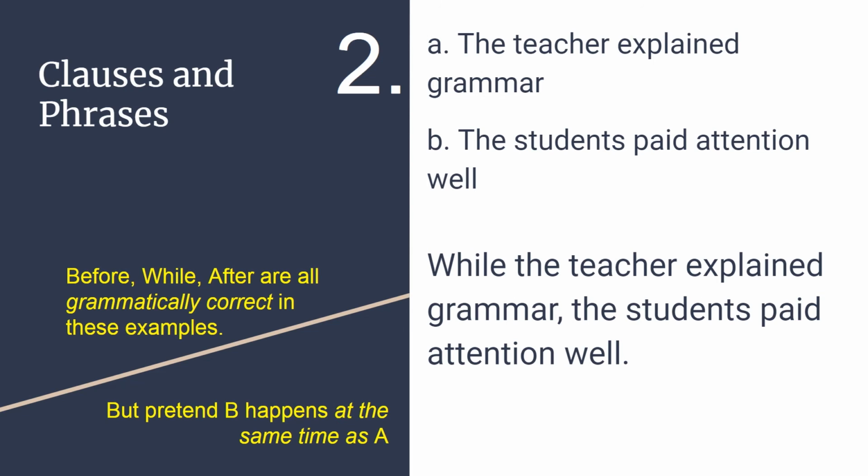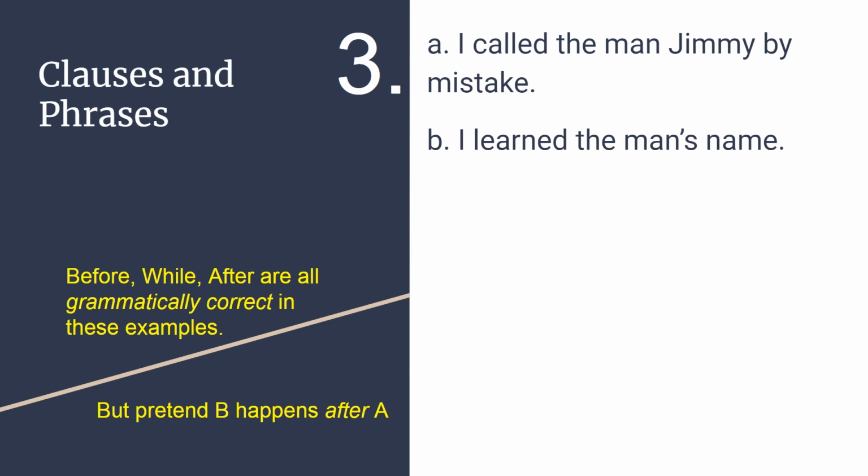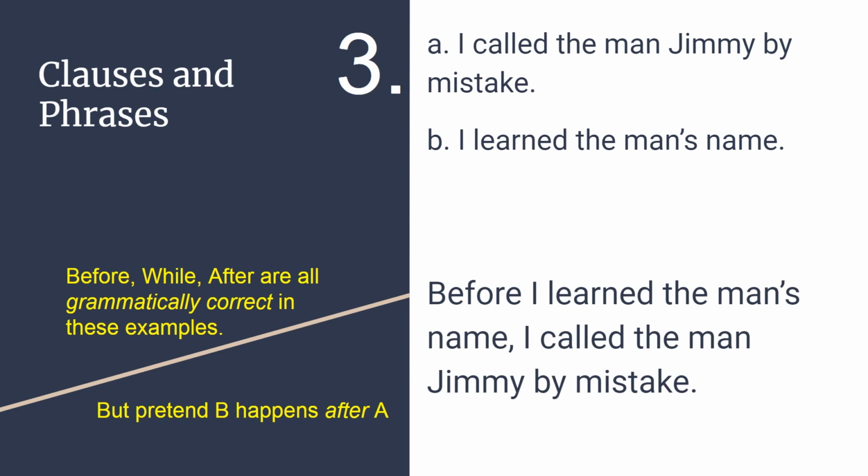Number 3, I called the man Jimmy by mistake. I learned the man's name. You could say, before I learned the man's name, I called the man Jimmy by mistake. You could say, after I called the man Jimmy by mistake, I learned the man's name. Also, since it's a repeated subject, you could remove the I in the dependent clause, change learned to learning. You could say, before learning the man's name, I called the man Jimmy by mistake. And that's fine too, because you have a repeated subject.